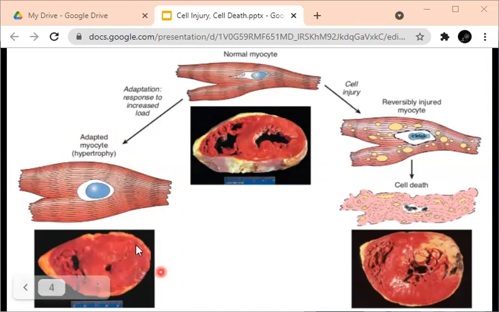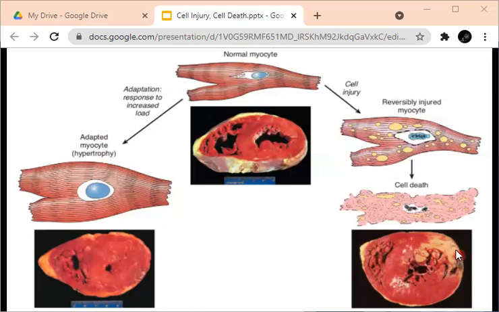However, if it exceeds the adaptive capability of the myocyte, it will undergo again cell injury. Alright? Pag stretch na talaga siya, may point na talaga of no return. Or for example, meron tayong blood vessel na 90% obstruction na talaga, all right? So it will undergo cell injury and therefore magkaroon tayo ng reversible myocyte injury resulting in cell death, and hence ito may whitish areas dito, this one and this sa anterior part, no?